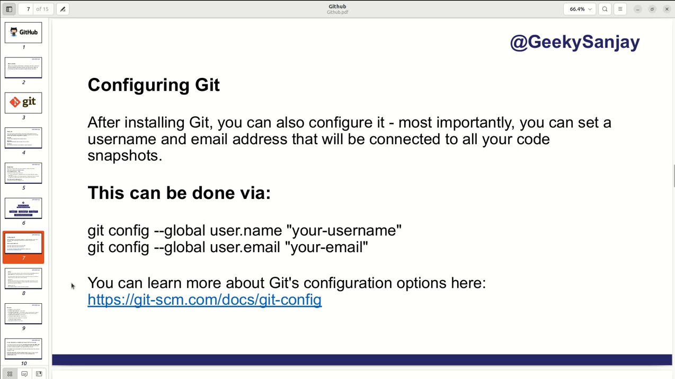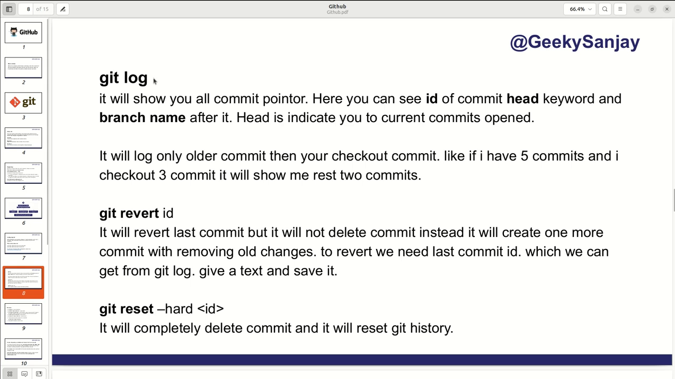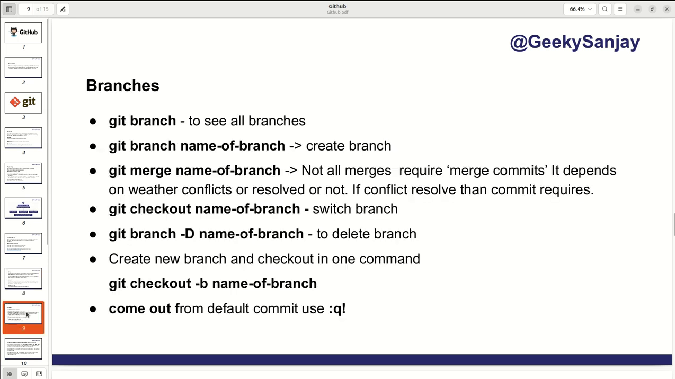Next you can see git log. It will log all your commits. Then git revert will revert your commit, so we can take the id from the git log, copy it and paste it here. Then git reset --hard id will reset, meaning it will delete that commit completely. Git revert will not delete it, it will create a new commit that reverts the changes in that commit.